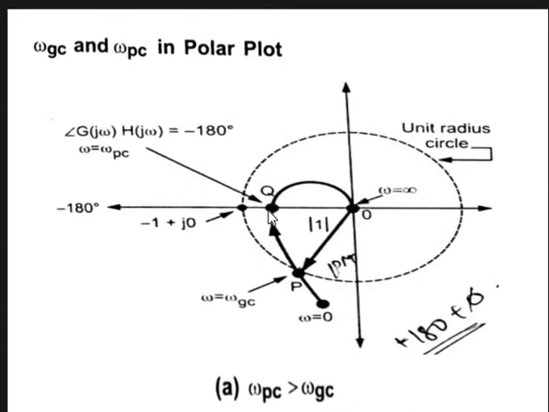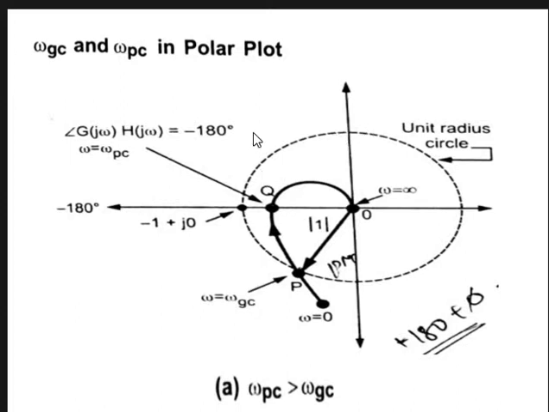Where the polar plot touches the negative real axis, that is the minus 180 degrees line, the corresponding frequency is nothing but omega PC, the phase crossover frequency. And the point where the polar plot touches the unit circle is nothing but omega GC. So this is the procedure for calculating omega GC and omega PC in a polar plot.